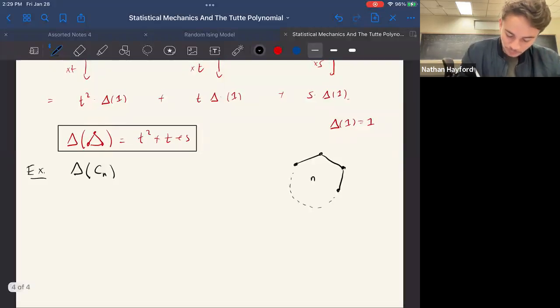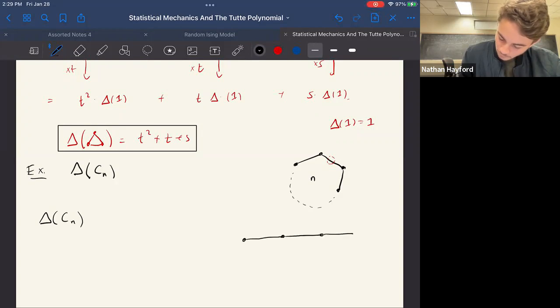So how to compute the Tutte polynomial of this thing? This is a little bit more general. It's on n vertices. And what do we do? Well, the easiest thing is just to pick an edge and delete it. So if I delete this edge, what happens? Well, I have a big chain of size n minus 1.